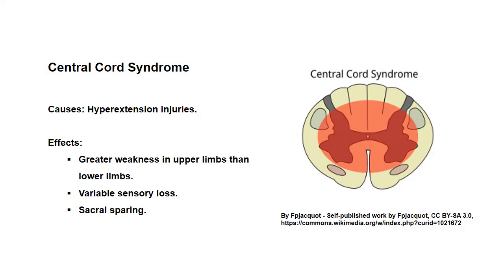Central cord syndrome. It is usually caused by hyperextension injuries such as in elderly with cervical spondylosis. Effects include greater weakness in upper limbs than lower limbs and variable sensory loss. Sacral sparing is common.